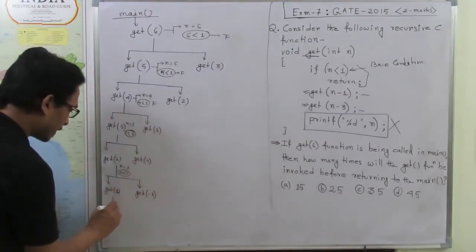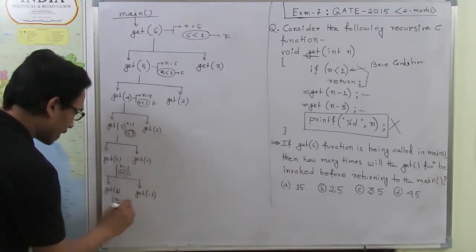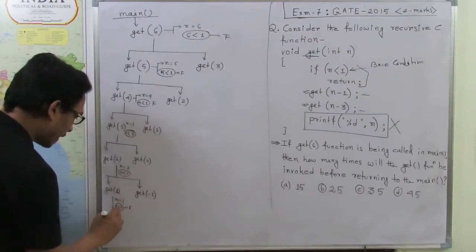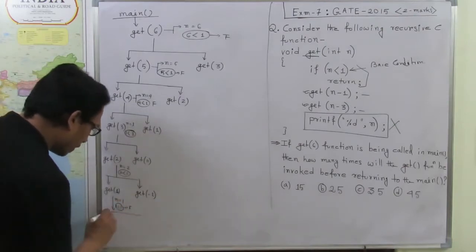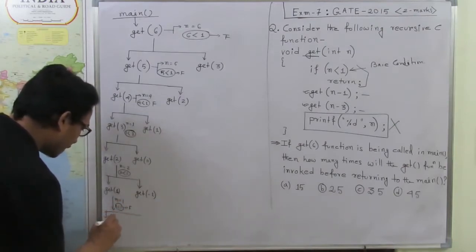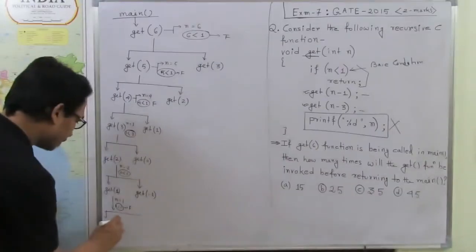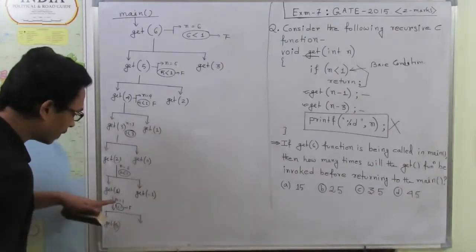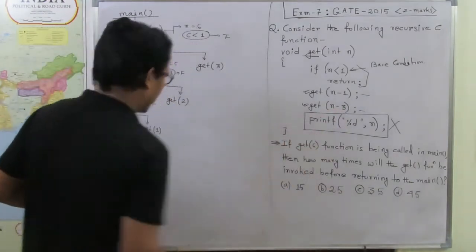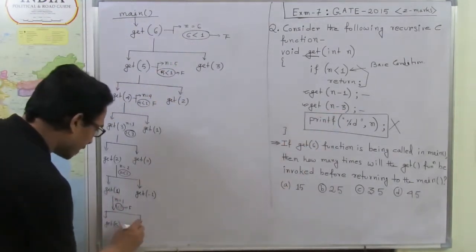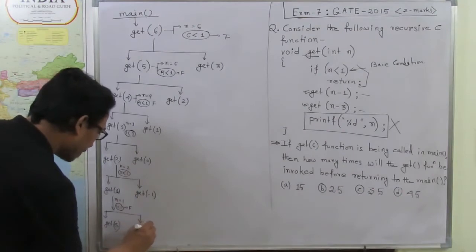Now for this get 1, in this case n equals 1, 1 less than 1, this one is again false, so again we will get two function calls. First one is for n minus 1, that means get 0, and second one is for n minus 3, that means 1 minus 3, that means get minus 2.